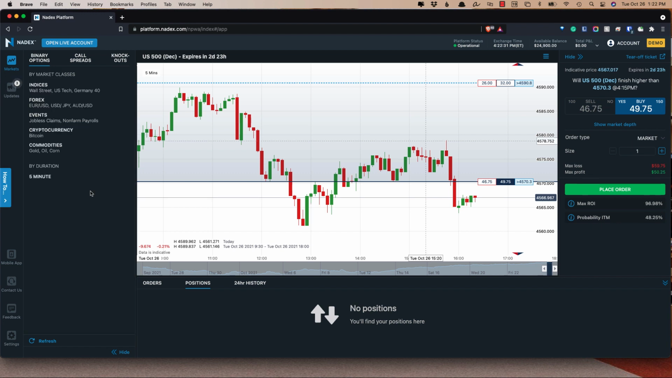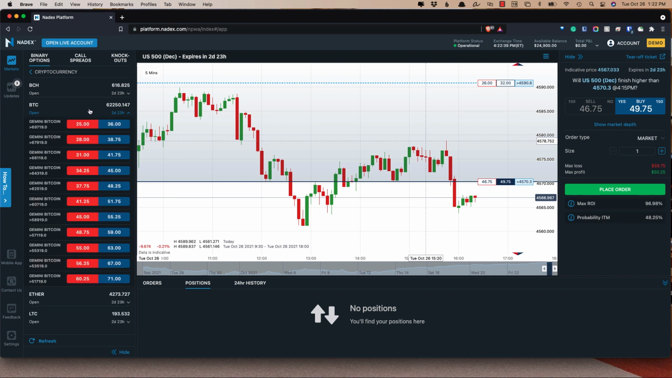To show you a little bit more about how the platform works, let's look at a binary option for cryptocurrencies. Those have been very popular lately. So here we will open up the options for Bitcoin. So Gemini Bitcoin is a Bitcoin exchange. So that's how the Nadex platform makes this function. Again, you can see here the investment price, and then whether you think it's going to go up or down based on certain price points.